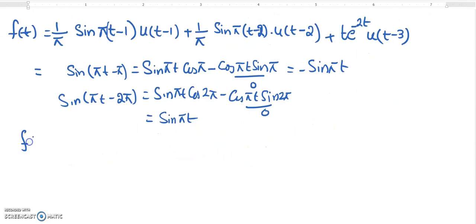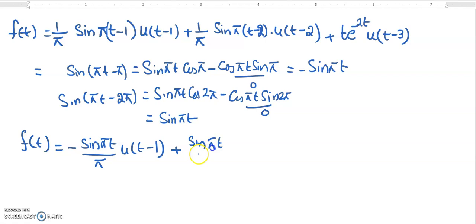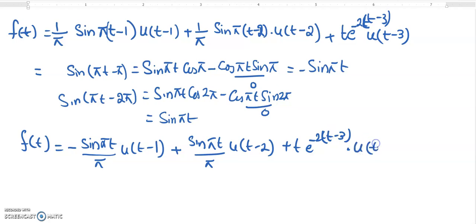So f of t will then be minus sine pi t over pi u t minus 1, plus sine pi t over pi u t minus 2, and then plus t e power minus 2t. And yes, here I think I should have put t minus 3, because every term for this should be in terms of t minus 3. Yeah, I made a mistake here. It should be t minus 3 into the unit step function of t minus 3.